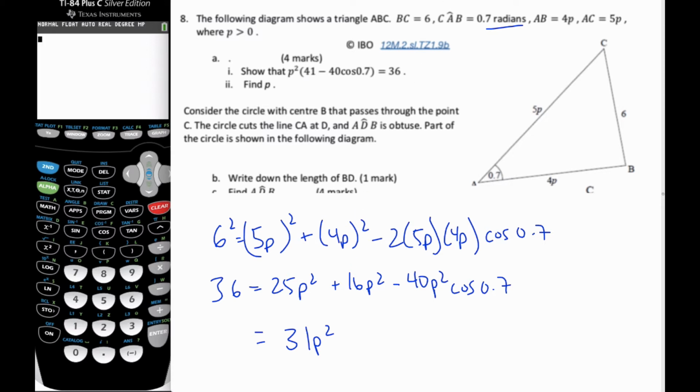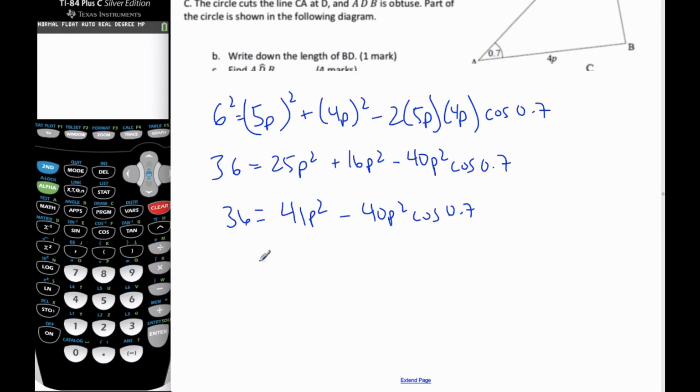Oh, hold on. Hold the horses. I was checking what it was, but I can't actually do this one because there's a cosine there. So let me try that again. So if I say 25 plus 16 is 41p squared minus 40p squared cosine 0.7 is equal to 36. The last thing I do then is I just factor out a p squared. And so I can say that 36 is equal to p squared, 41 minus 40 cosine 0.7.